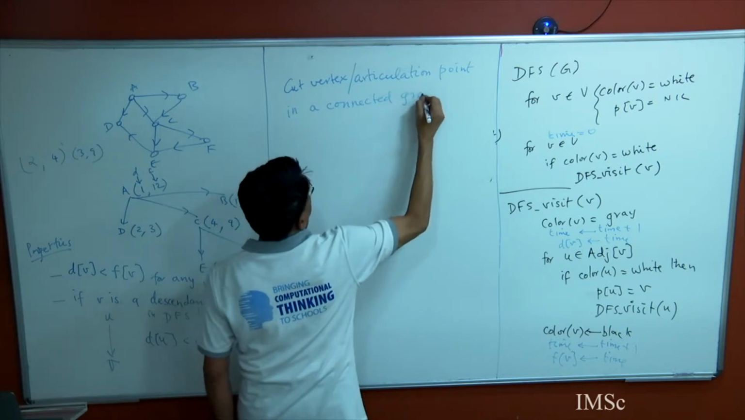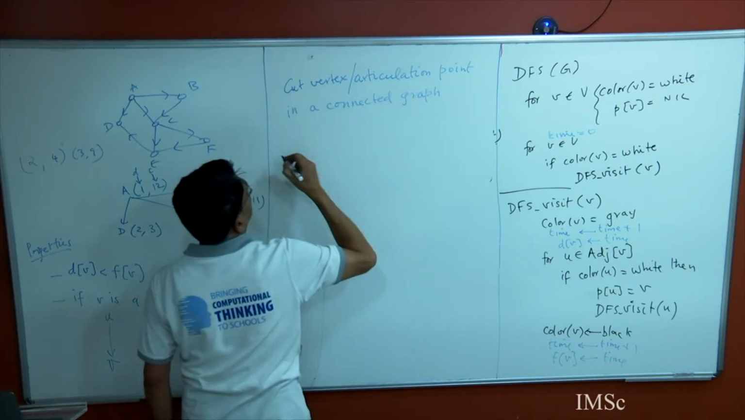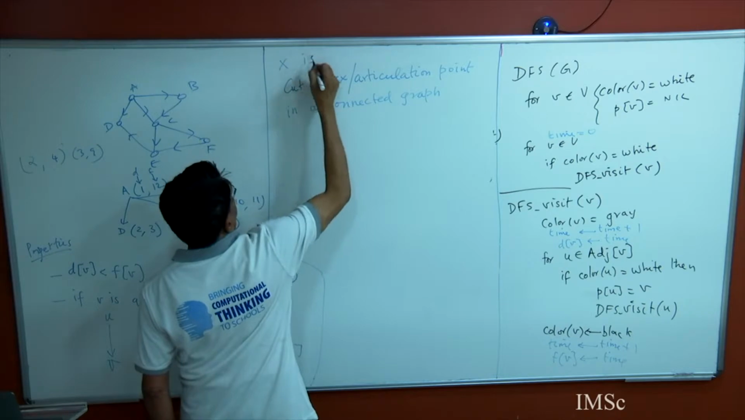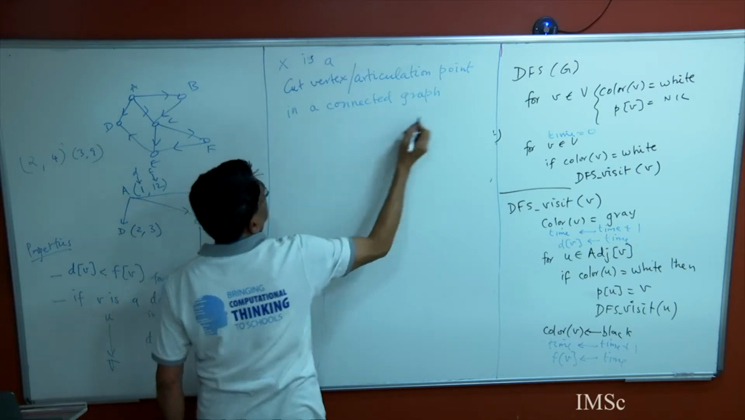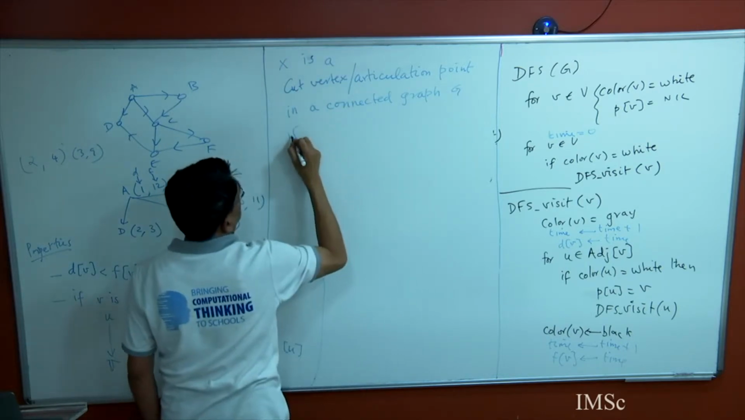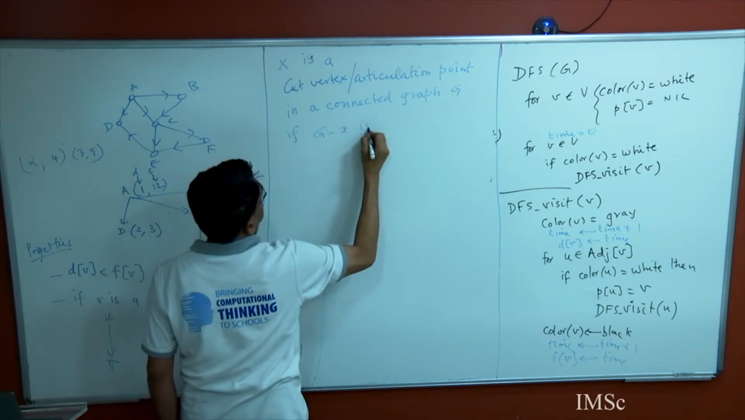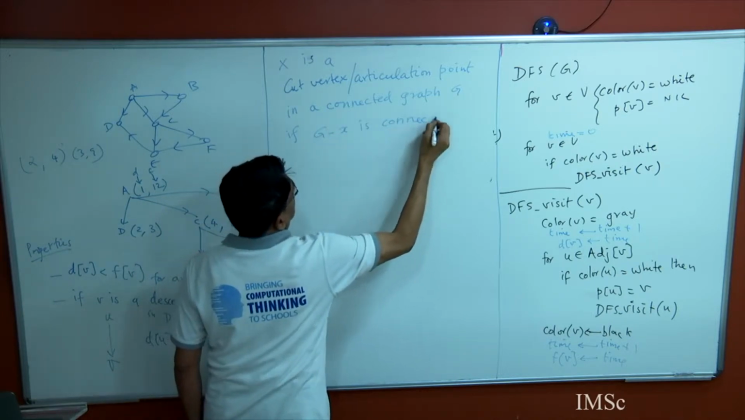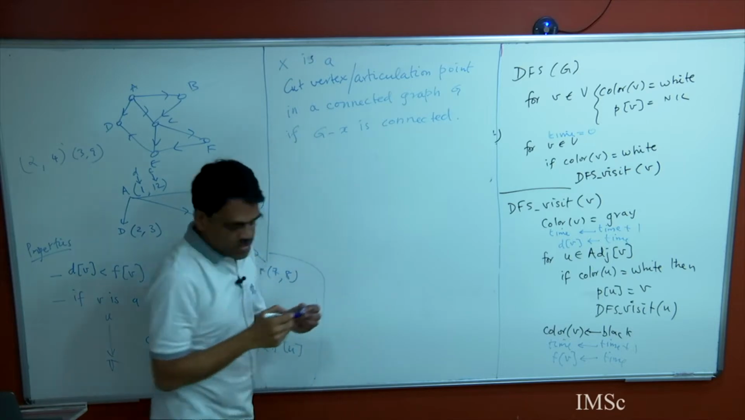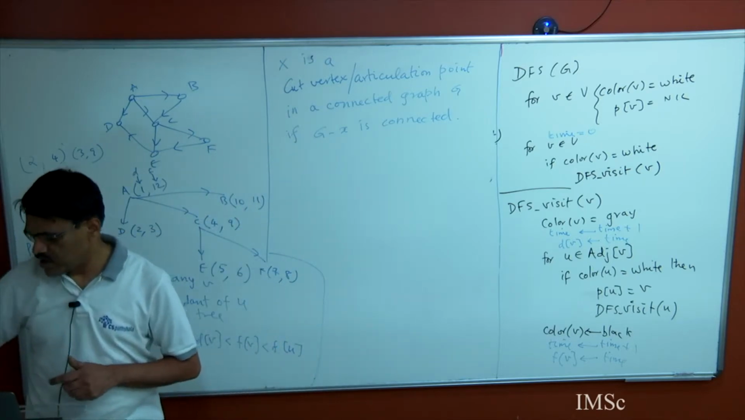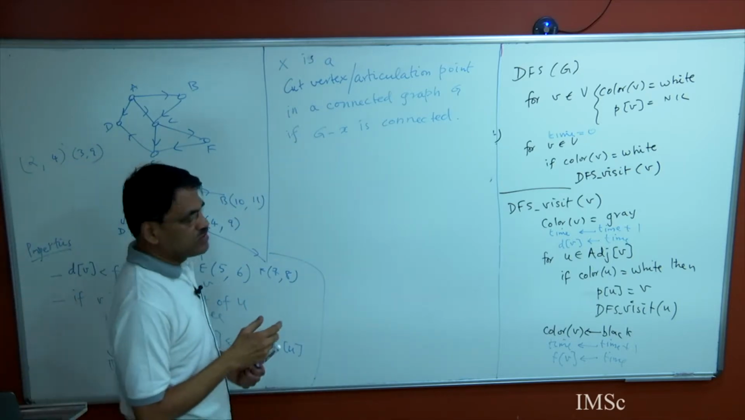It's an undirected graph. So X is a cut vertex of G if G minus X is not connected. I want to know whether there is an articulation point in the graph, or find all articulation points.